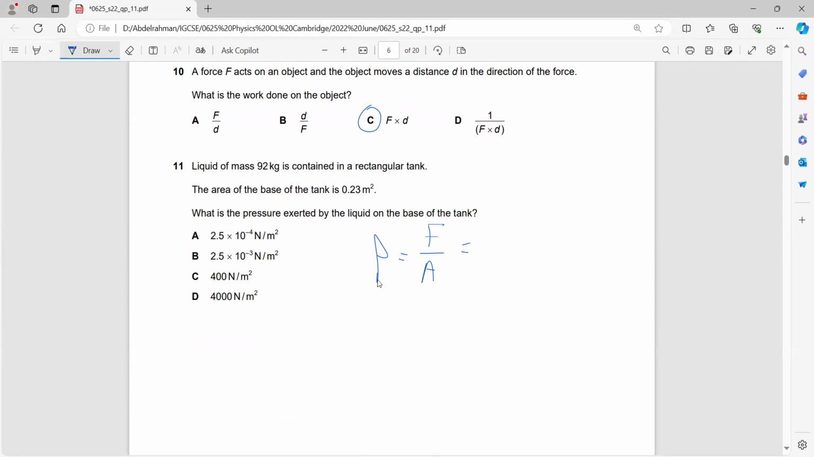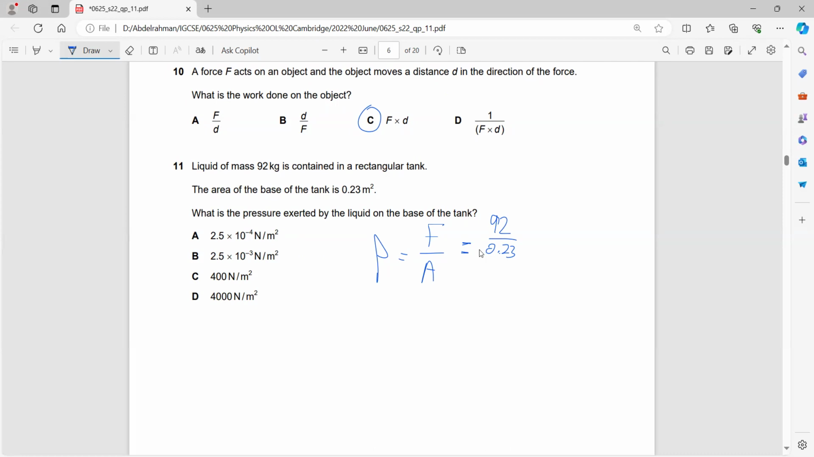92. 0.23. 92 divided by 0.23. The opposite. So calculate 92 divided by 0.23. It will come out 400, which is wrong. Why is it wrong? I think it should be the opposite.